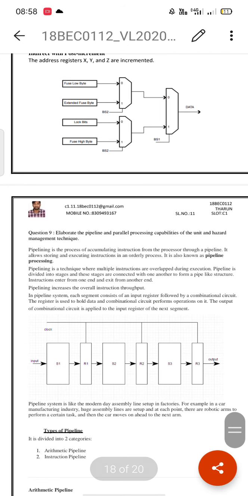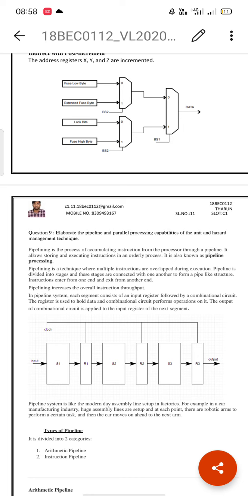And the ninth question is: elaborate the pipeline and parallel processing capabilities of the unit and the hardware management technique. Pipeline is a process of accumulating instructions from the processor through a pipeline. It allows storing and executing instructions in an orderly process. It is also known as pipeline processing, and pipeline is a technique where multiple instructions are overlapped during execution. The pipeline is divided into stages, and these stages are connected to one another in a pipe-like structure. The instructions enter from one end and exit from the other, and pipelining increases the overall instruction throughput.